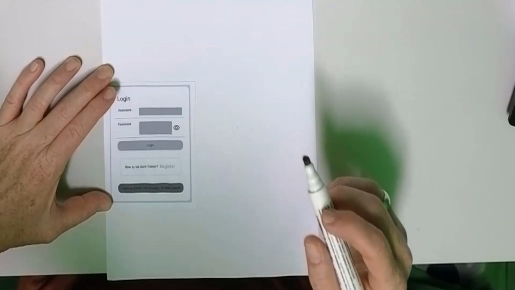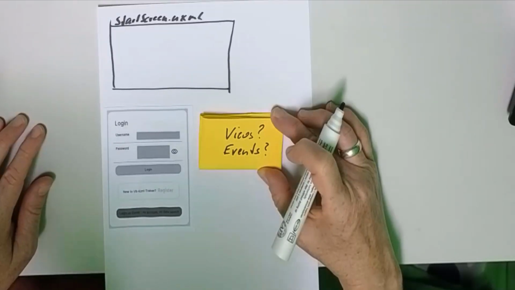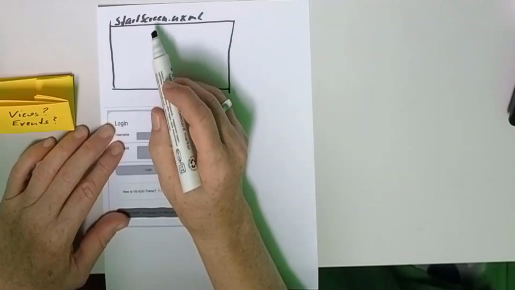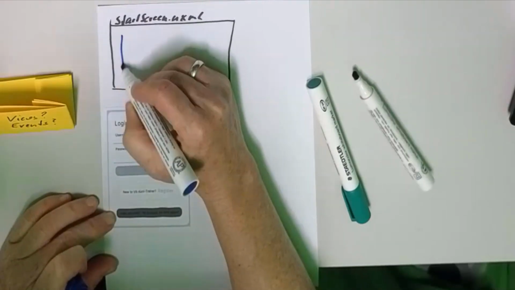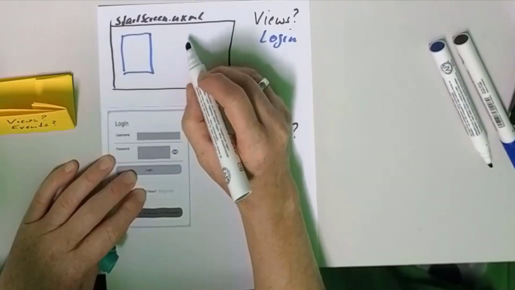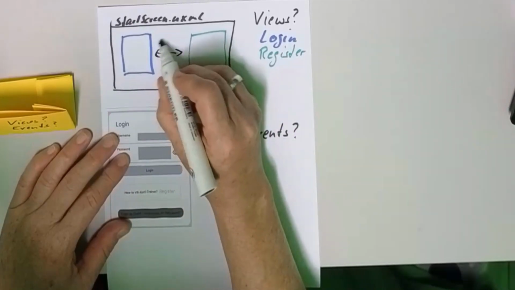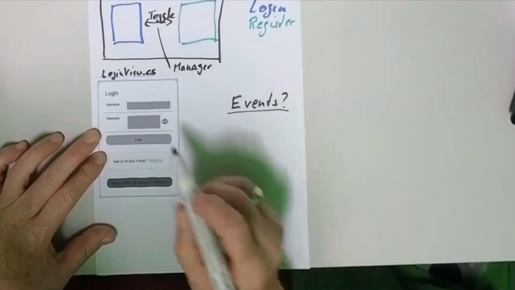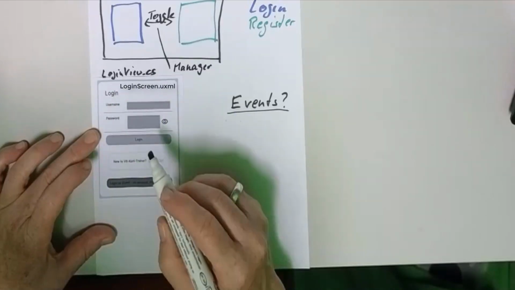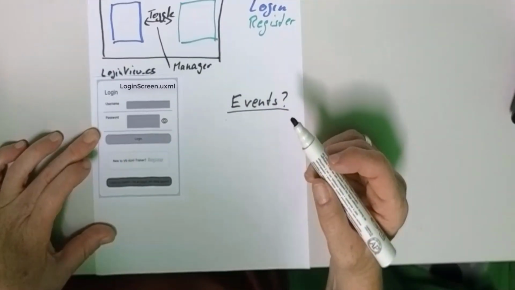So first, we take our start screen. To be able to answer the two main questions, which views do we need and which events, we take our start screen, and obviously we will have something like a login screen and a registration screen, and the manager should be able to toggle these screens. So now let's think about events. So let this be our UXML file describing our UI and the login view coding the interaction.